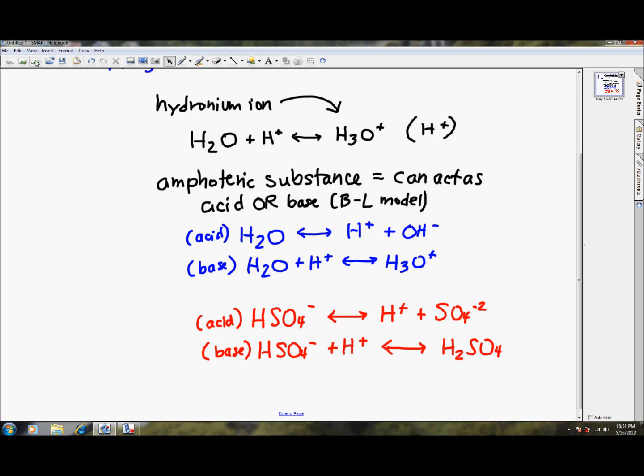So what we have here are some relationships between the acid and the substance that is created when the acid donates the proton, and the relationship between the base and the substance that is created when the proton is accepted. These are called conjugate pairs. The acid and the substance created when the H is donated are conjugate pairs, and a base and the substance that's created when the base accepts a proton is another conjugate pair.